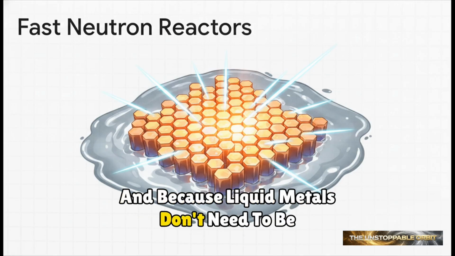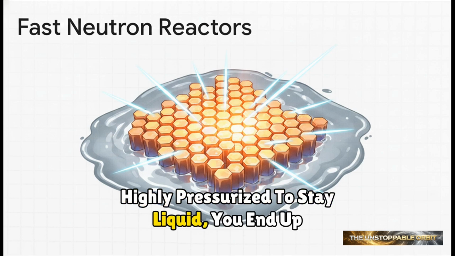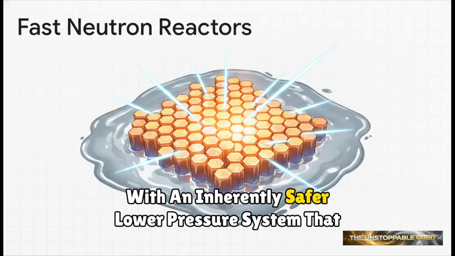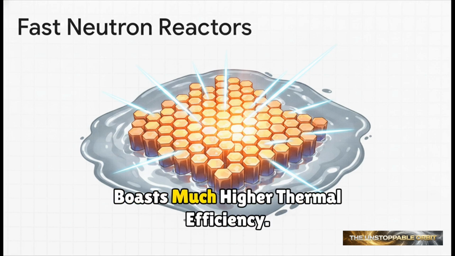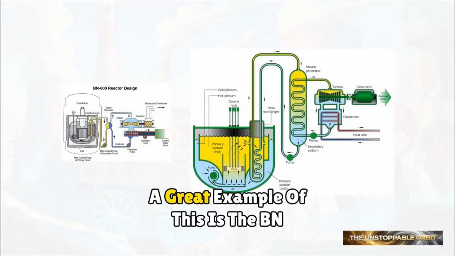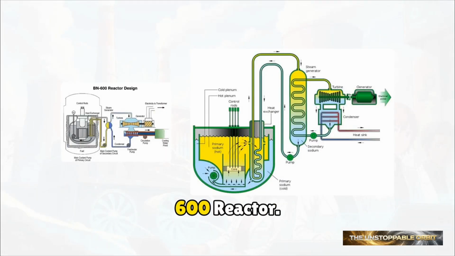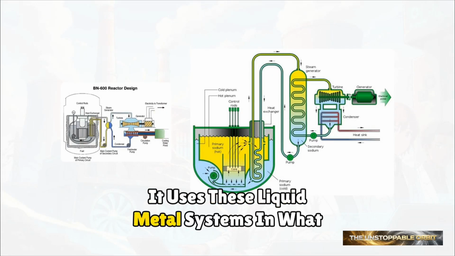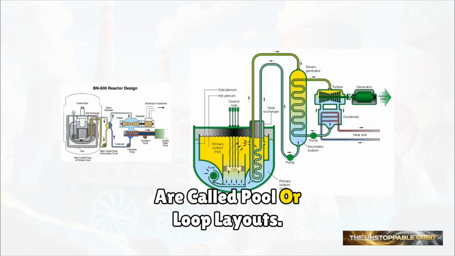And because liquid metals don't need to be highly pressurized to stay liquid, you end up with an inherently safer, lower pressure system that boasts much higher thermal efficiency. A great example of this is the BN600 reactor. It uses these liquid metal systems in what are called pool or loop layouts.